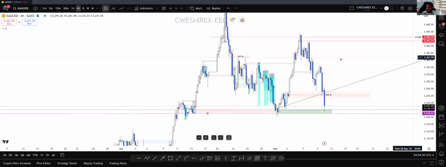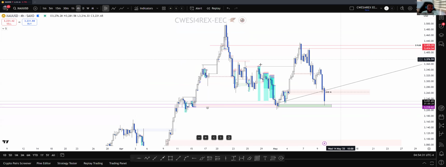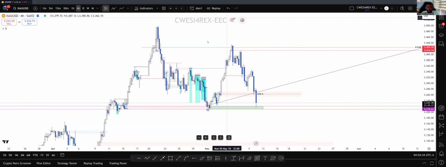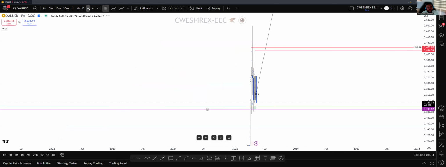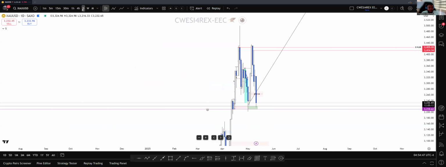As you all know, to get a directional bias, you need to first start from what? The higher time frame. So when you come on the chart, make sure you are starting from either the monthly time frame, the weekly time frame, or the daily time frame. These three time frames are what will give you your directional bias.